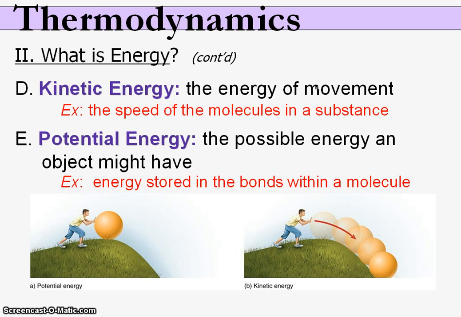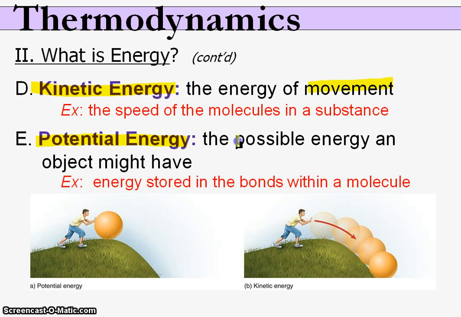Just to provide you with a little more background on energy, energy is basically broken down into two types. There's kinetic energy, and kinetics is the study of movement, so kinetic energy is the energy of objects that are in movement. In chemistry, we think of that as basically the speed of molecules, but it could be the speed of anything. There's also potential energy.